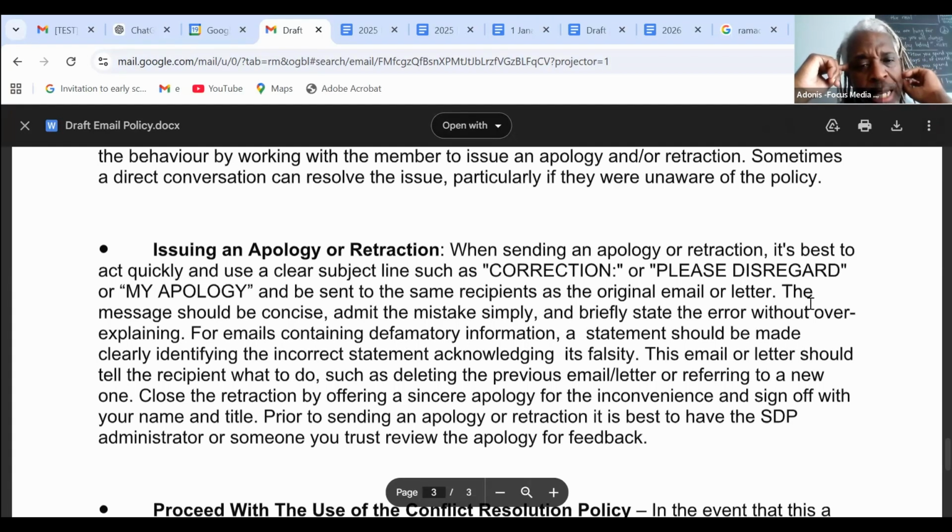For emails containing defamatory information, a statement should be made clearly identifying the incorrect statement and acknowledging its falsity. The email or letter should tell the recipient what to do, such as deleting the previous email or letter or referring to a new one. Close the retraction by offering a sincere apology for the inconvenience and sign off with your name and title. Prior to sending an apology or retraction, it's best to have the SDP administrator or someone you trust review the apology for feedback.